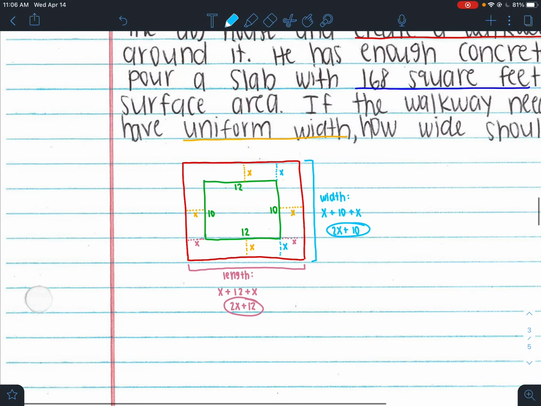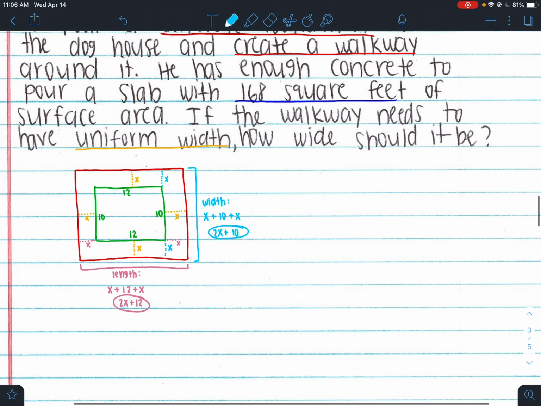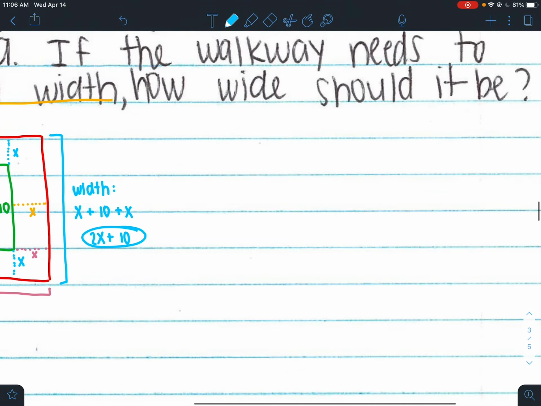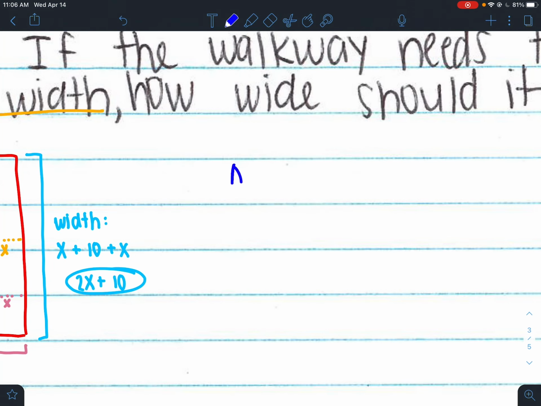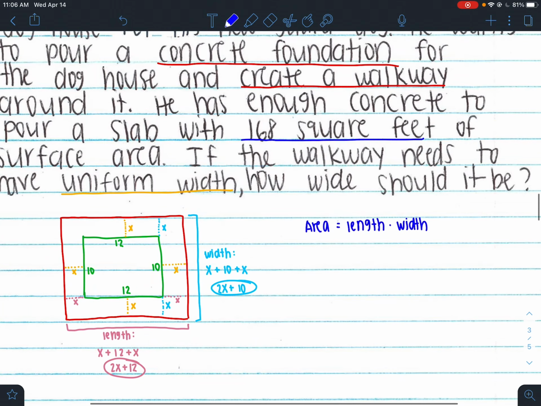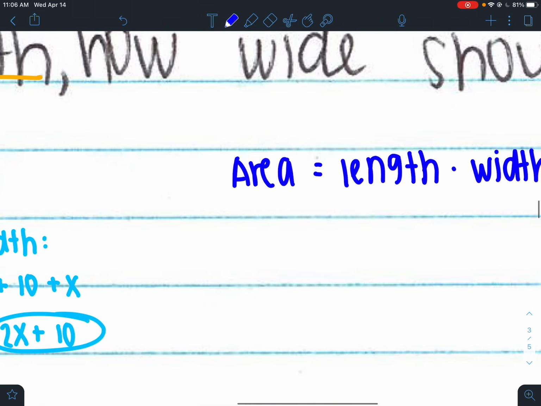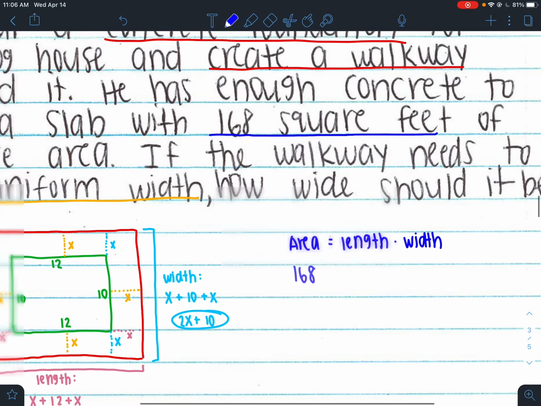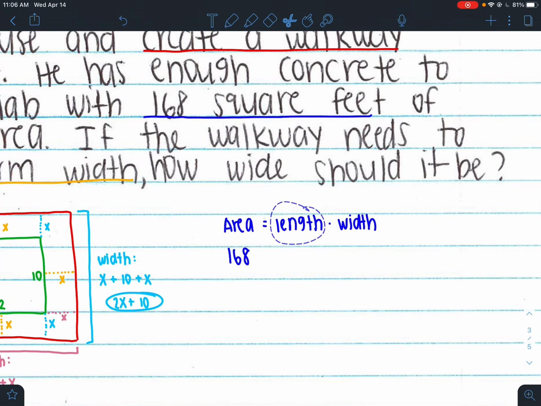That's our width. All right, so let's put this all together. We know that this is going to be an area problem, so let's write down the formula for area. Area equals length times width. Now we know that we have a maximum of 168 square feet of area that we can use for the concrete. So I'm going to plug in 168 for our area here.